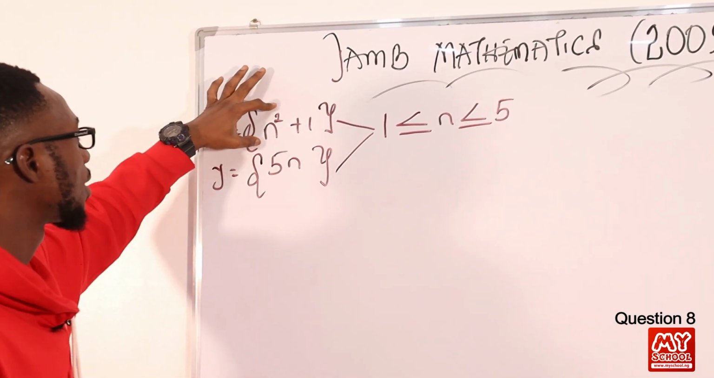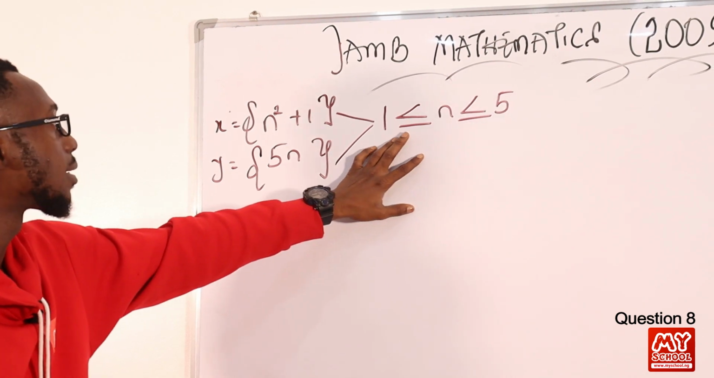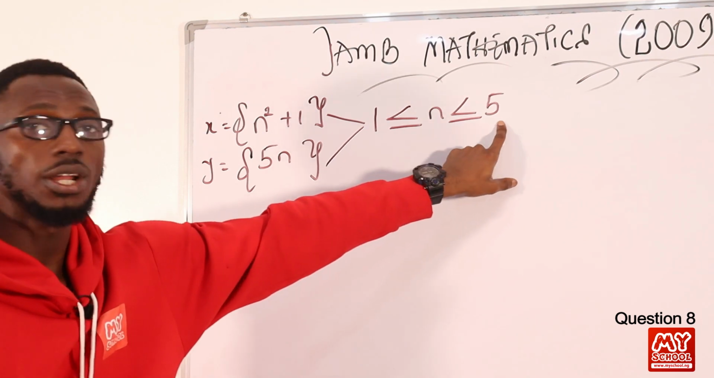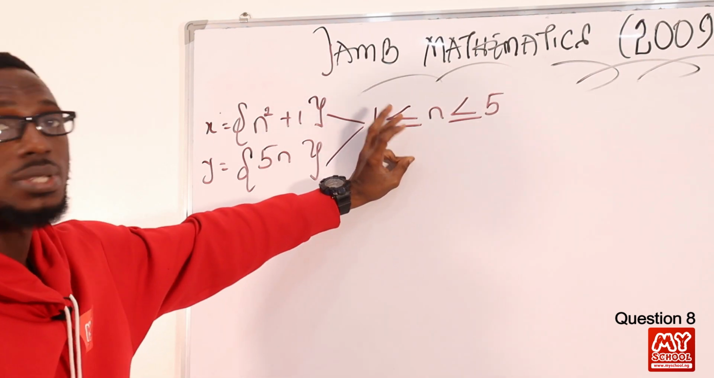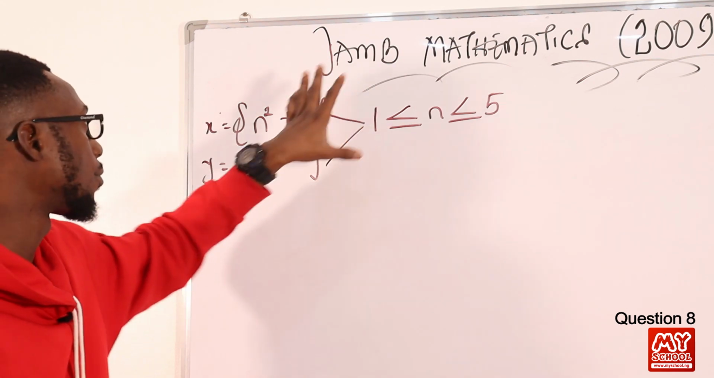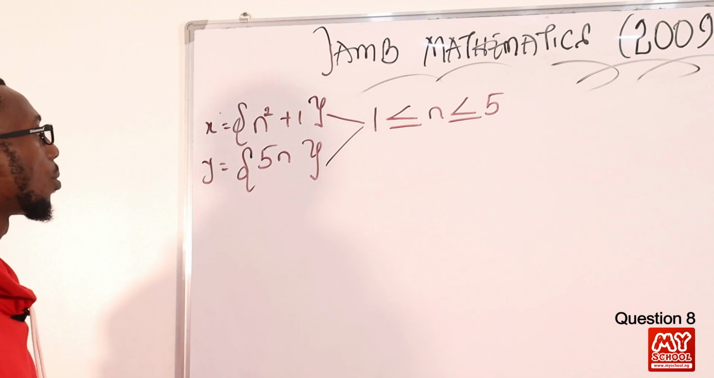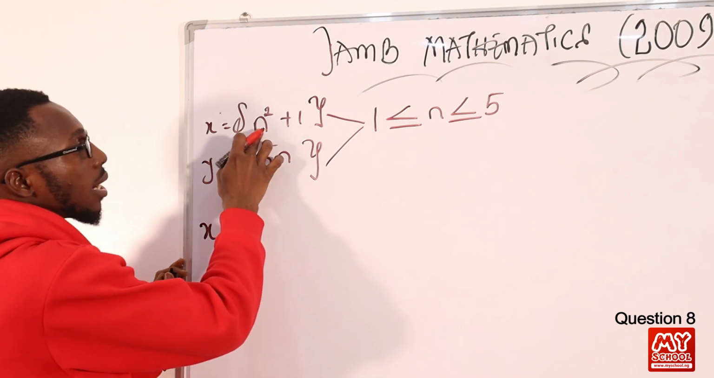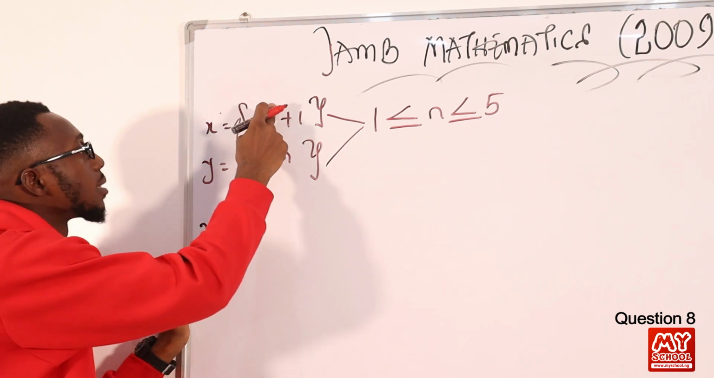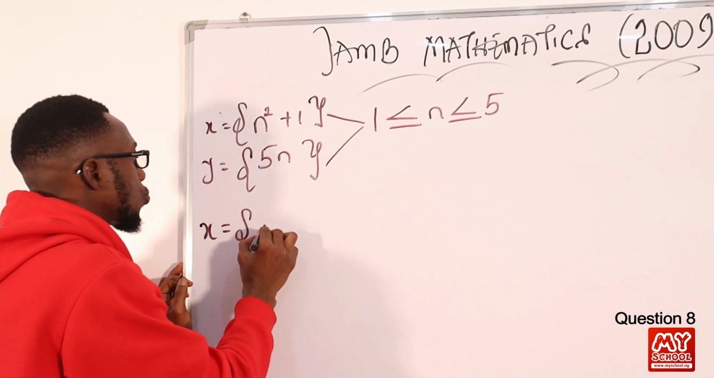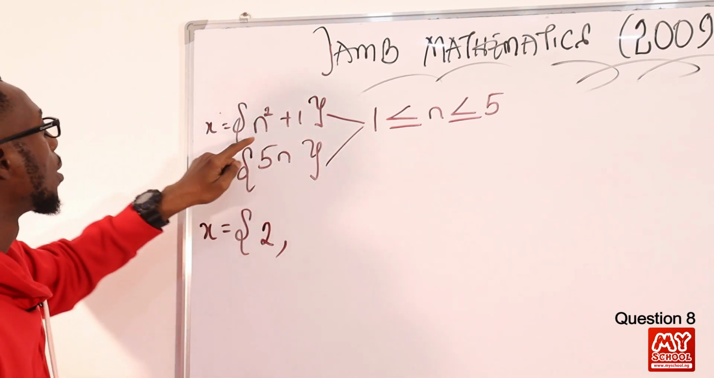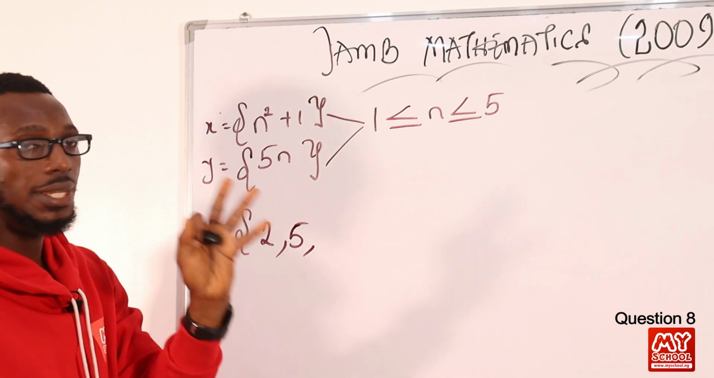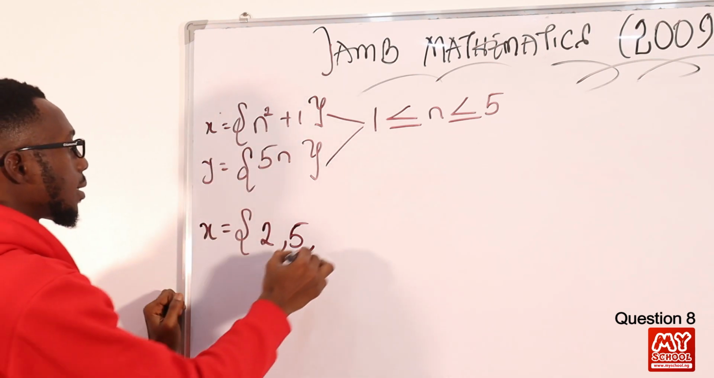So we have this expression n squared plus 1. So look at this, that means n should include 1 down to 5. So 5 should be included as well. So I have n values as 1, 2, 3, 4, 5, for both sets. So I should have x, when n is 1, that will be 1 squared, that is 1, plus 1, that is 2. When n is 2, I have 2 squared, that is 4, plus 1, that is 5. When n is 3, that is 3 squared, that is 9, plus 1, that is 10.